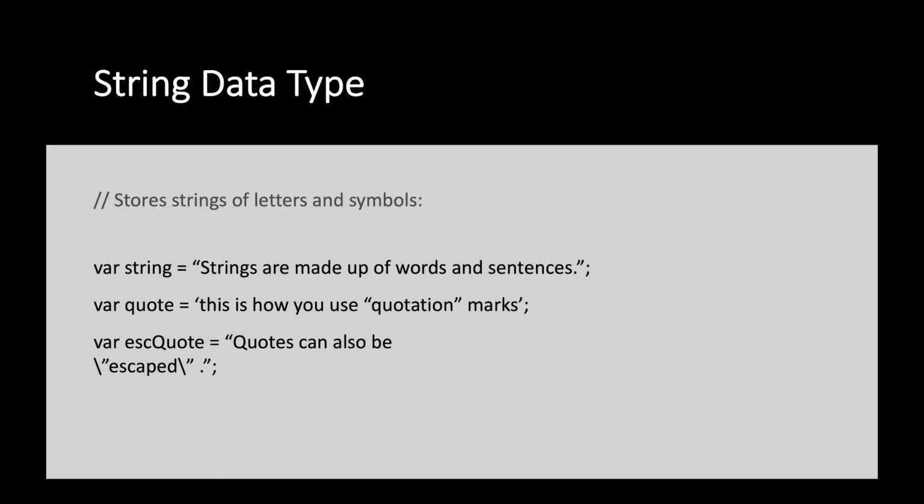The string data type. The string type handles strings of letters and symbols, what we commonly refer to as words and sentences. To store a string data type in a variable, wrap your string of text in quotation marks. Here you can either use single or double quotes. Just make sure you use the same one at the beginning and at the end.